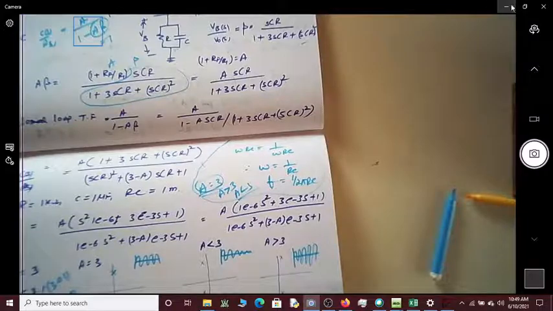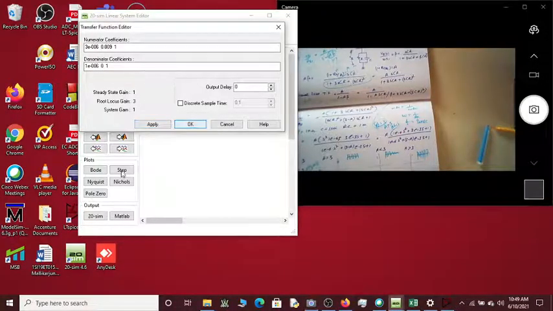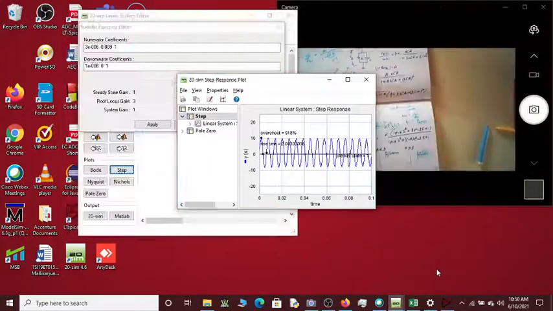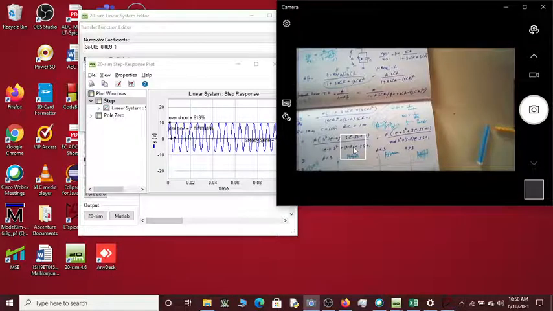The coefficient of s square is 1e power minus 6, the coefficient of s is actually 0, and the coefficient of s power 0 is 1. If you apply this and see the step response, you can see the oscillations coming up. This is an oscillatory system having a sine wave. We are simulating the Wien-Bridge oscillator, substituting this transfer function with A equal to 3. You are getting a sustained oscillation, that is the time response.